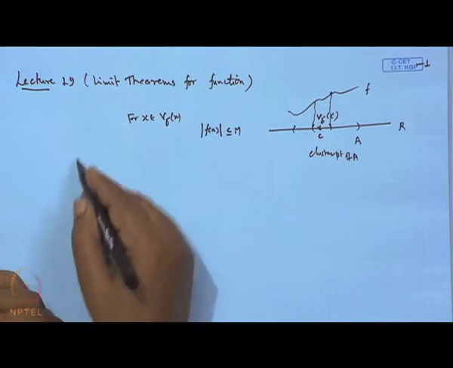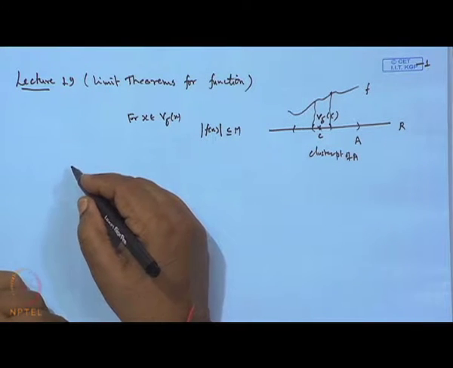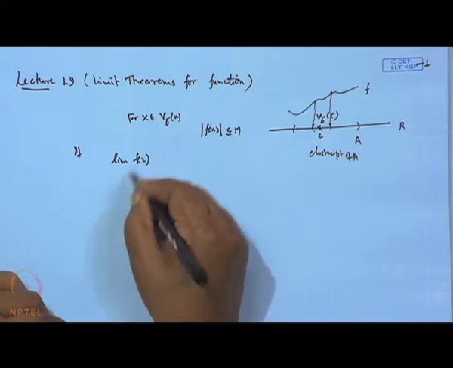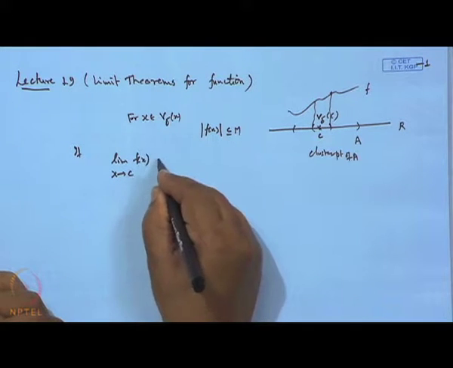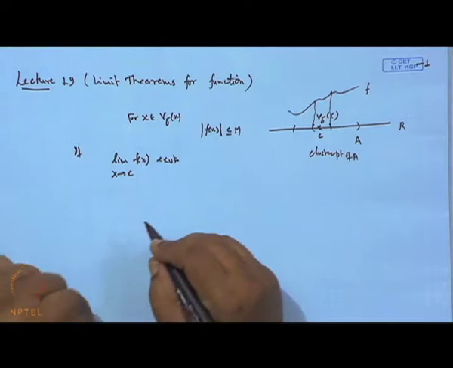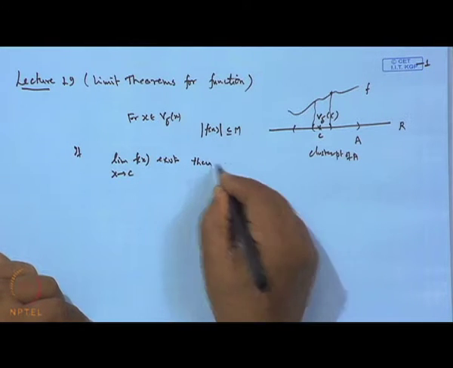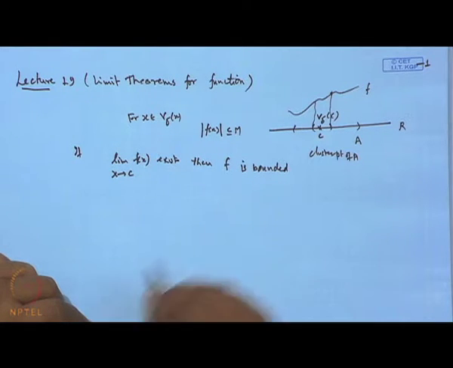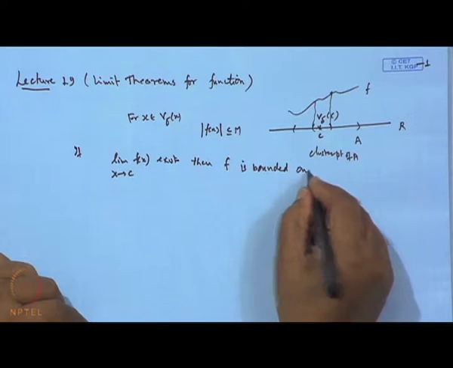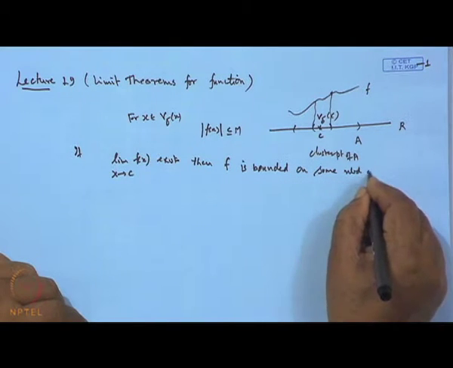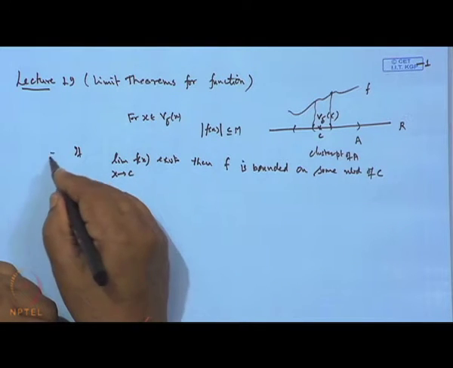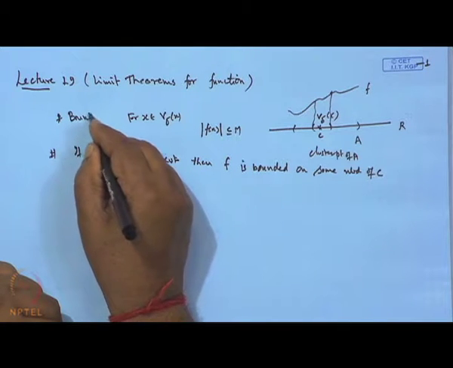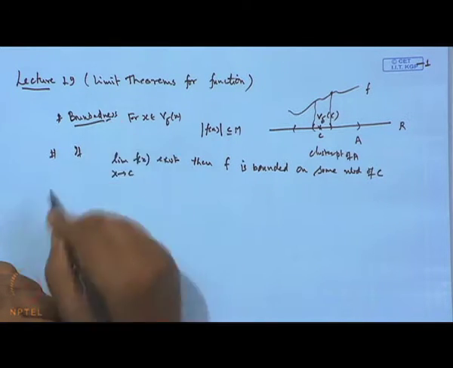And one more result which we have seen: if the limit of the function f(x) when x tends to C exists as a limit, then f is bounded on some neighborhood of C. This also we have seen as a result. So, these two things, boundedness of the function and this.